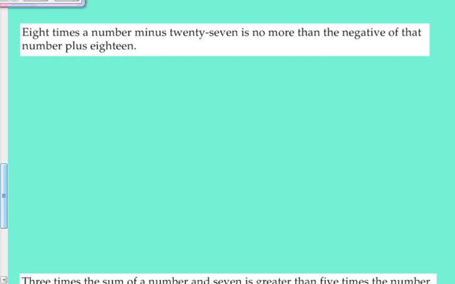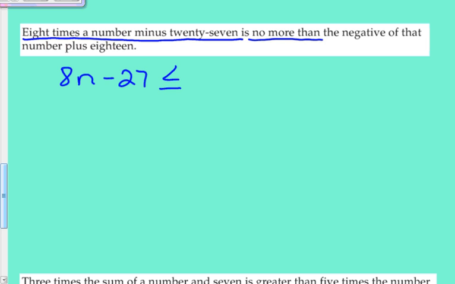8 times a number minus 27. 8 times a number would be like 8n minus 27 is no more than, so it cannot be more than, so it's less than or equal to the negative of that number. Now the negative, remember we named the number right here with the variable n. The negative of n is negative n plus 18. And then you've written it out. Now you can solve it.